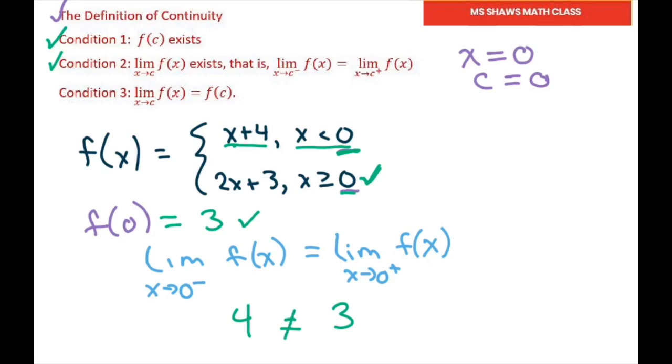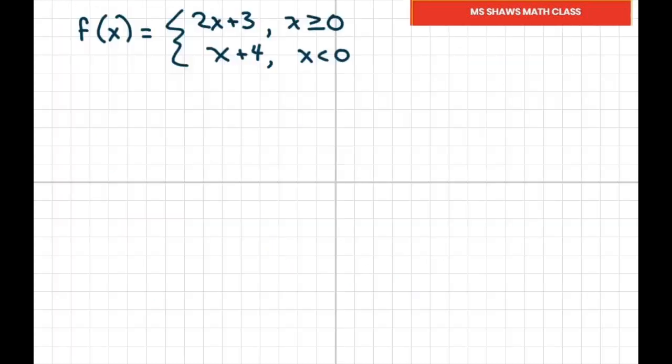These two do not equal. Therefore, the left and right-hand side limits do not equal. That means this limit does not exist, which means we're just done. So condition 2 is not satisfied, so the function is not continuous. So let's graph it and see what's going on. I guess I did write it this way for this one.